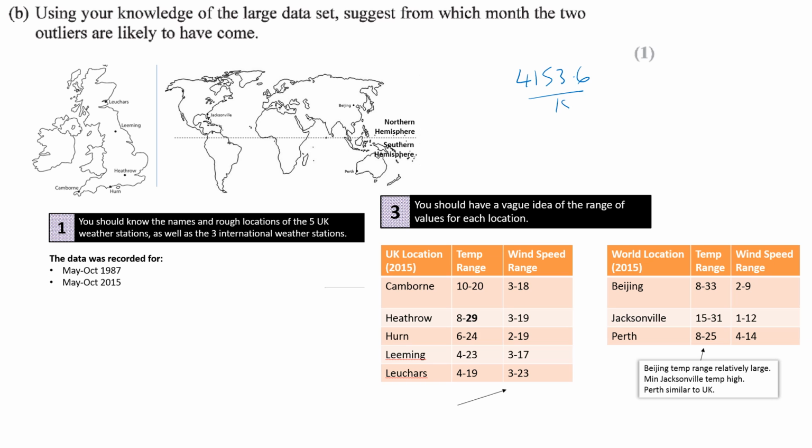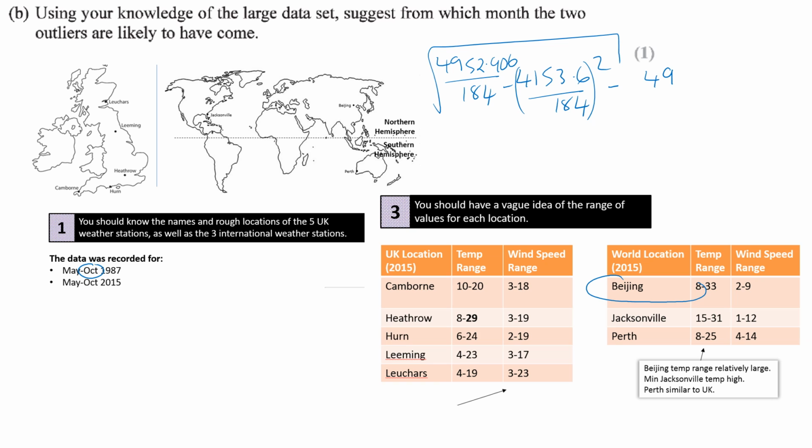You do need to know where the locations are of the 5 weather stations that all the data comes from in the large data set, as well as the 3 international ones, and when the data was recorded. It's recorded between May and October in those 2 different years, and in Beijing the temperature ranges from 8 to 33. So our temperatures that we've plotted on the box plot are at the lower end, and it's in October that we have the lower temperatures for Beijing. So the answer to this for part B is going to be October.